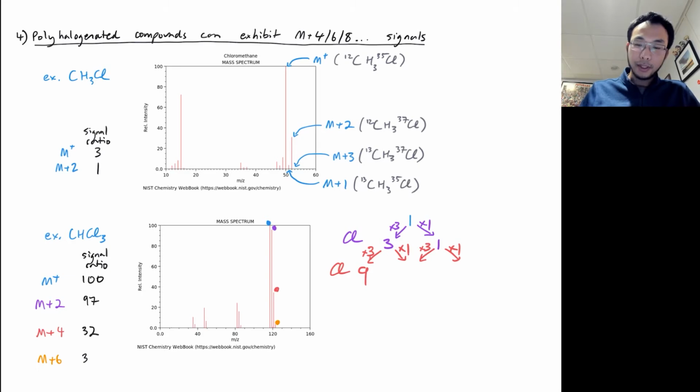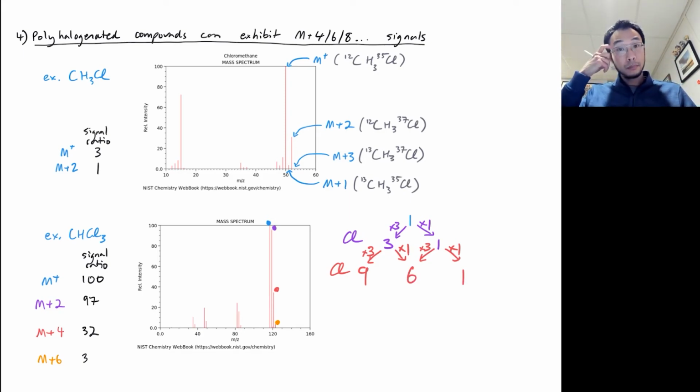We get to 3 times 3 equals 9. In the middle, we have to be a little careful because we have 2 arrows pointed together. 3 times 1 is 3, plus 3 times 1 is also 3, so that gives us a 6 in the middle. And then 1 times 1 at the end gives us a 1. So for a molecule with just 2 chlorine atoms in it and no other halogens or anything else messing with the isotopes, you would expect this ratio of signals.